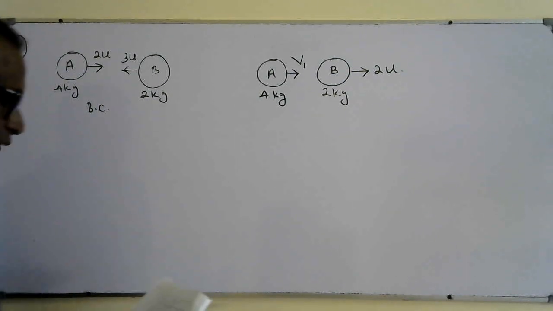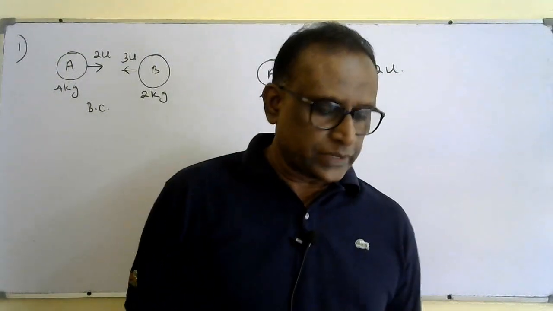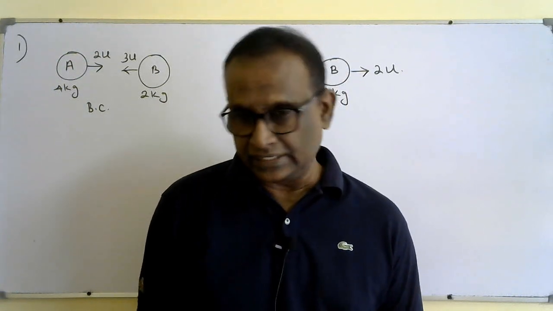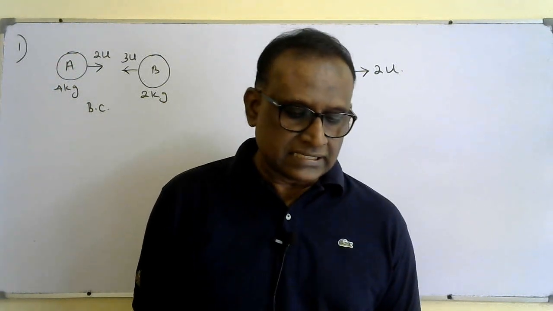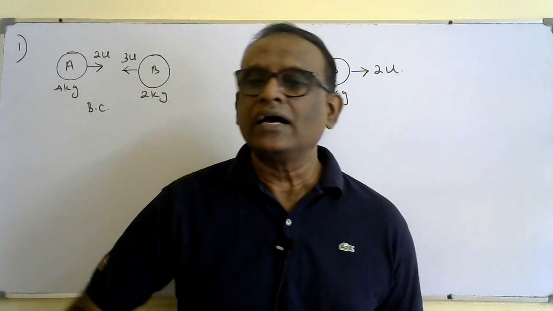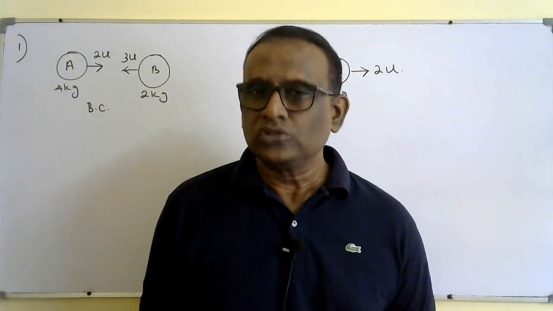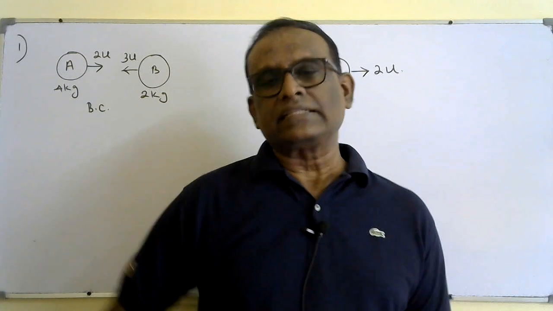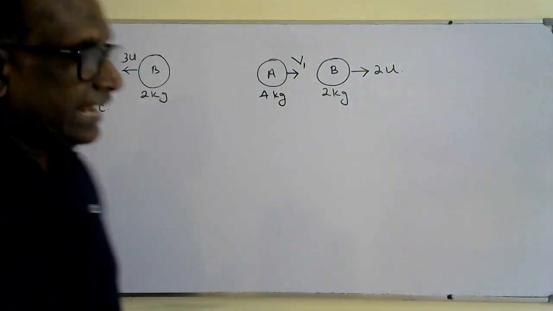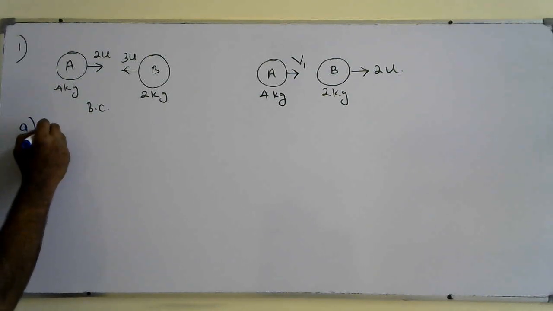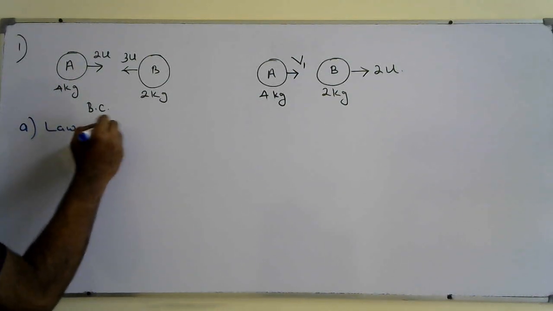Okay, so part A of the first question: find in terms of u the speed of A immediately after collision. Then state the direction of motion of A immediately after. A and B are interconnected, so we have to do them together. When we solve for one, you will get the answer for the second one also. So anyway, I'll write them separately. We'll use the law of conservation of momentum.